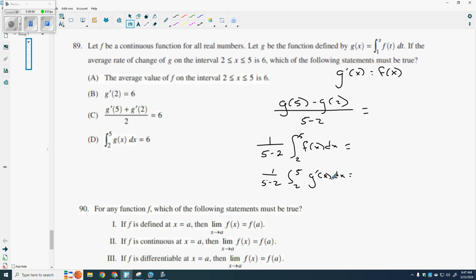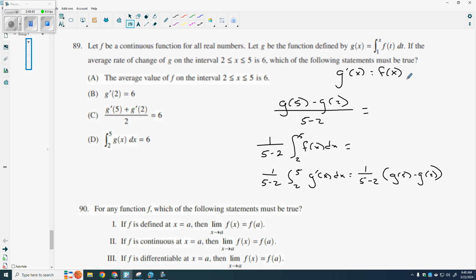If I take the antiderivative of g prime, I get g. So this becomes 1 over 5 minus 2. The fundamental theorem of calculus says take the antiderivative of this, and I get g of x, and plug in the upper bound minus the lower bound. Take the antiderivative of g prime, and I get g. We plug in the upper bound, plug in the lower bound, and subtract them. That and that are exactly the same thing.